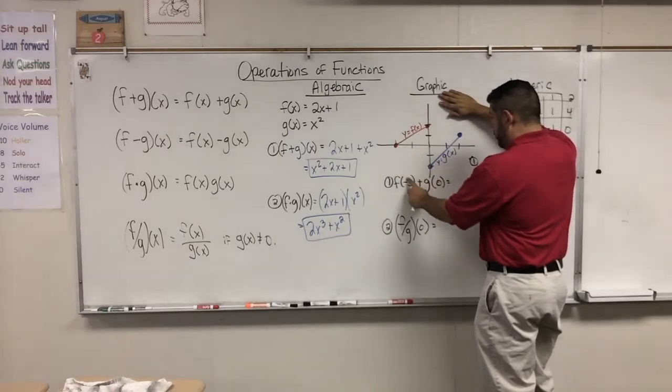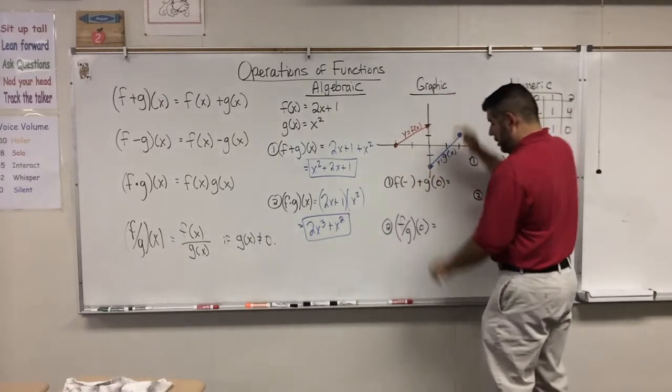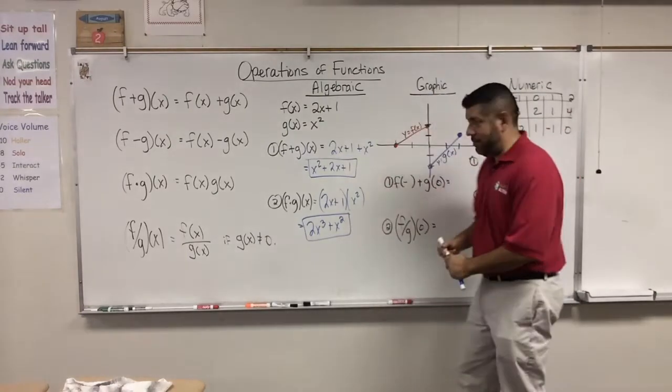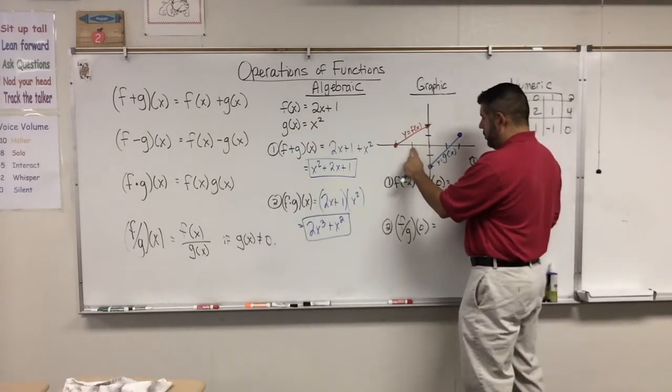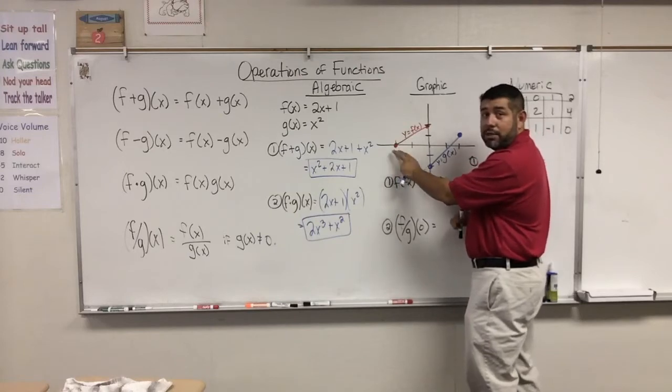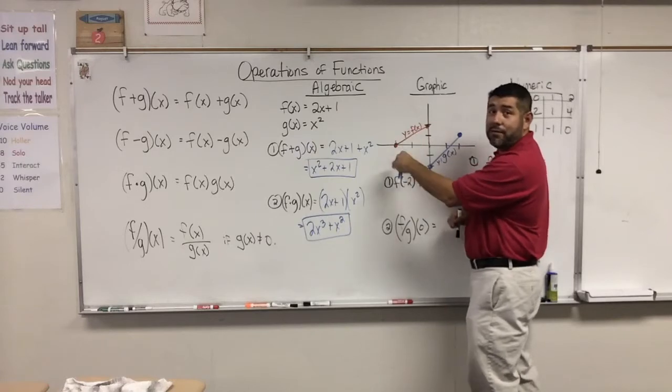So 1, 2, oh, I meant to put negative 2. Otherwise, we don't have a negative 3 up there. Okay. So here we've got negative 2, 1, 2. All right. So what is the y value at x equals negative 2 on the f function?